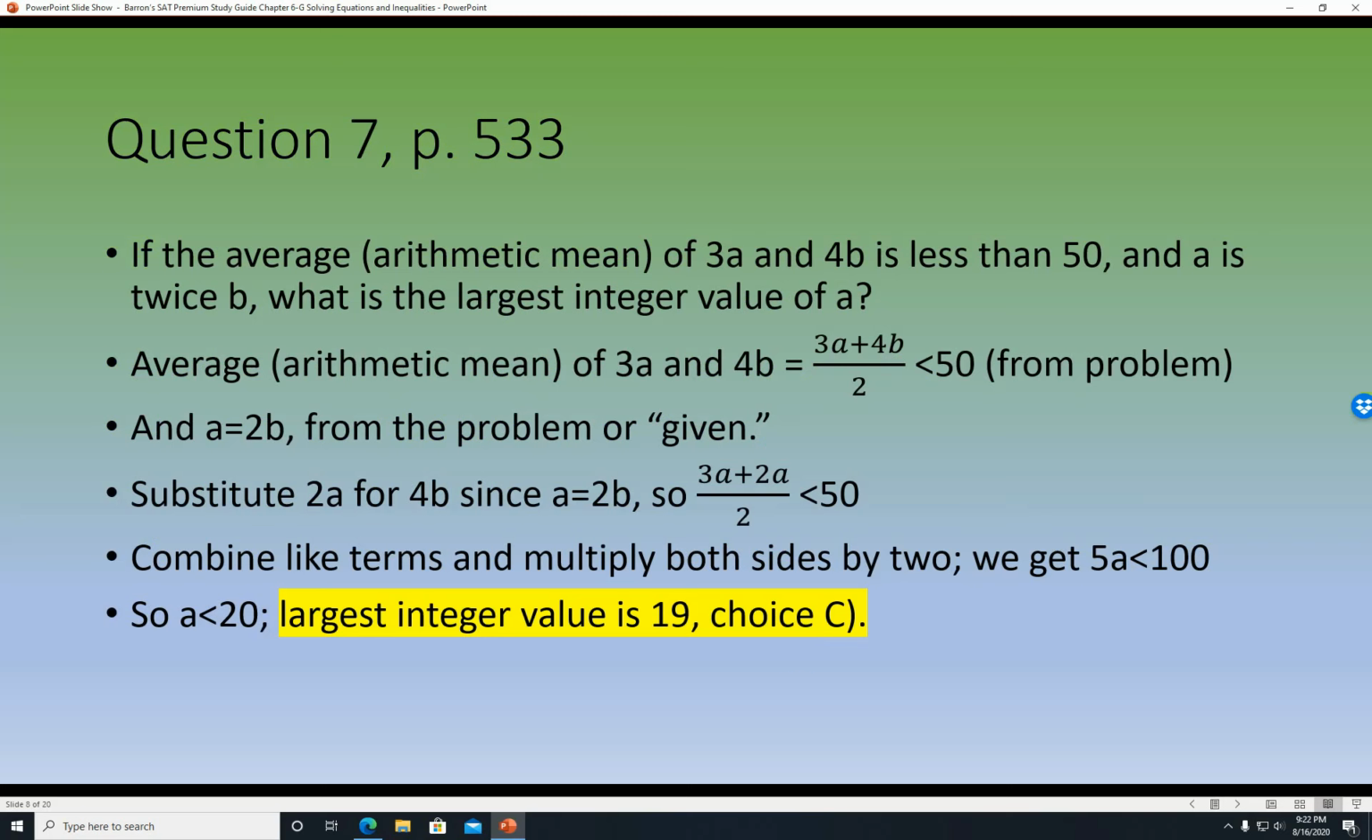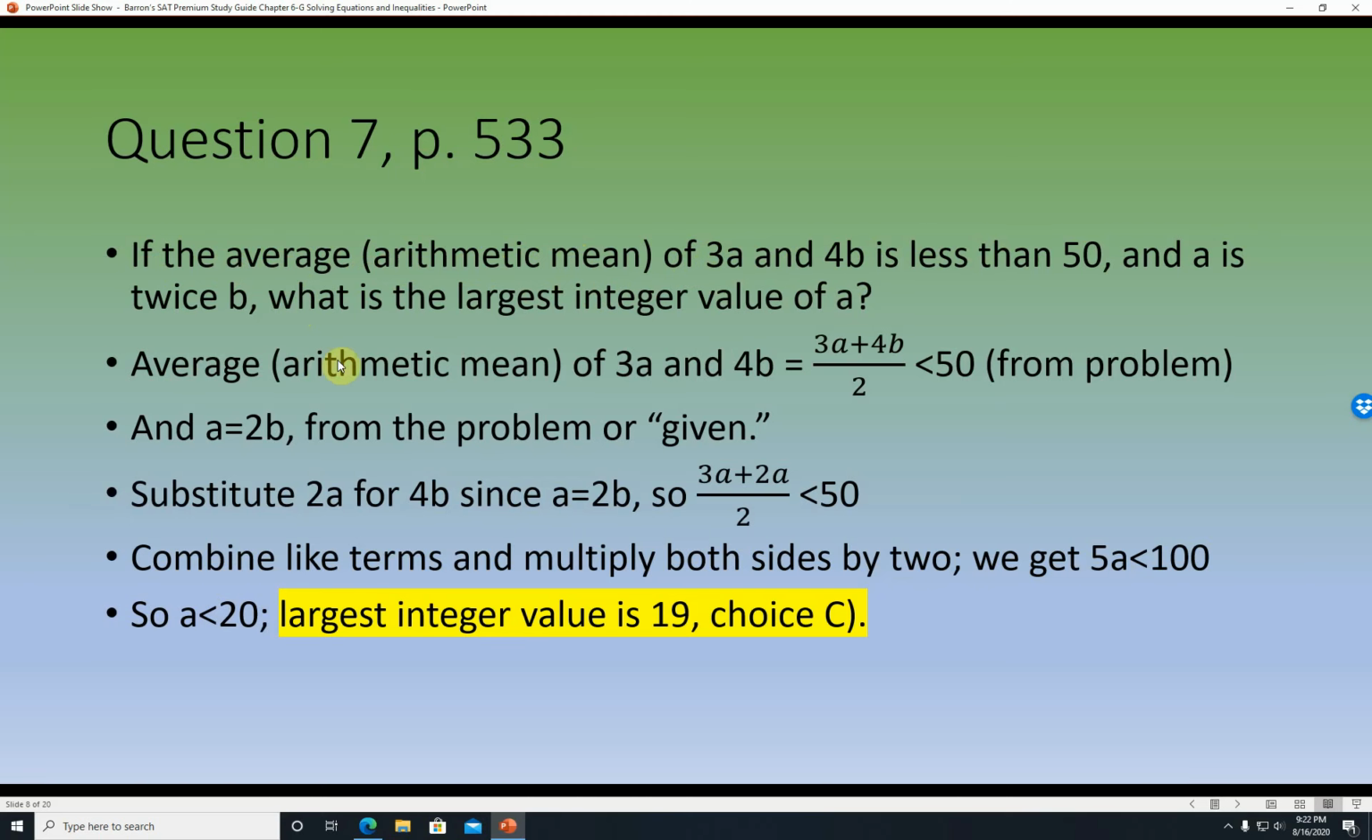Question 7, page 533. If the average, that is the arithmetic mean, the reason they put this in SAT problems is average and arithmetic mean mean the same thing. No, they do that because they don't want people complaining that they were only taught the word average or they were only taught the word arithmetic mean, so that's not really fair. So they just put it both there. Of 3a and 4b is less than 50 and a is twice b, what is the largest integer value of a?